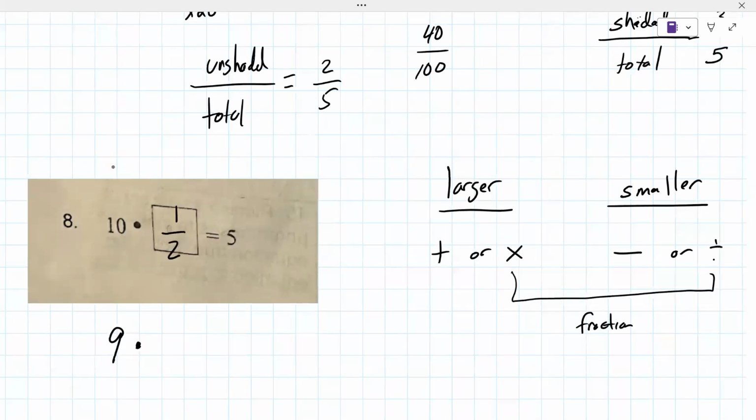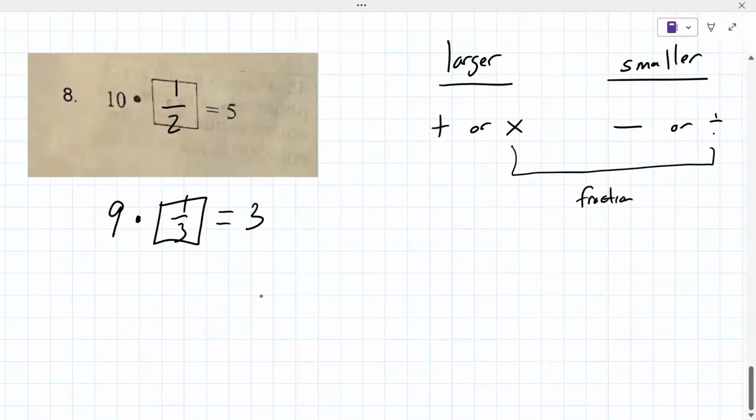So here's another one, like 9 dot box equals 3. What would go in that box there? Yes, that's a third. And then you could do other stuff. You could say like 28 dot box equals 7. So a fourth. A fourth, yeah.